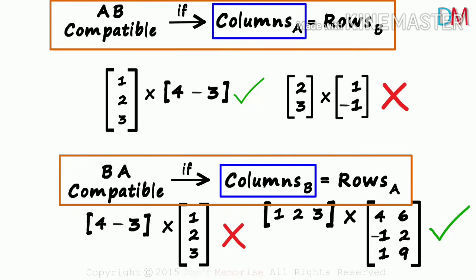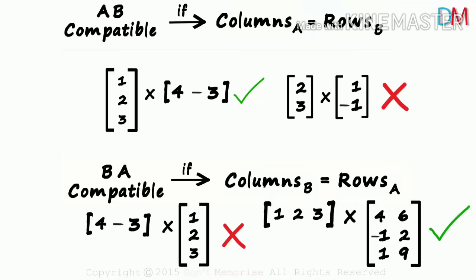Now you know that it's easy to find out if two matrices are compatible for multiplication. The number of columns in the first matrix should be equal to the number of rows in the second. Only then will the multiplication be possible. A good way to find out if multiplication is possible is by writing the order of the matrices. Let's see how it helps us.